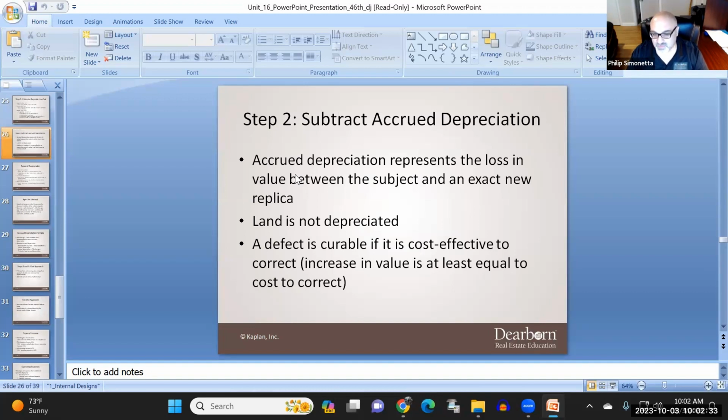Now a defect is curable if it is cost effective to correct. If it increases in value at least equal to the cost of correcting. You can look at that like a car too. You get in a car accident. If a car is too much to repair, they total it, right? They're not going to pay $10,000 if the car's only worth $5,000. So it's the same concept, but with a defect in the building. Hurricane comes through, knocks down the walls and roof. The house is 1960, and if it doesn't make sense, it just depends if it's curable financially or not. So that's an example of that.